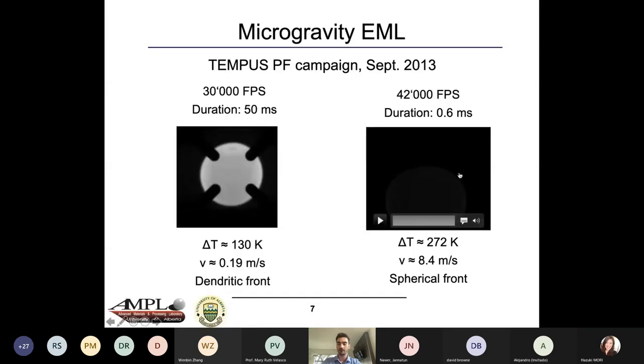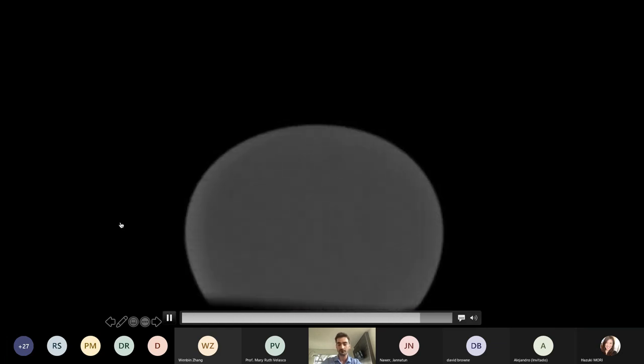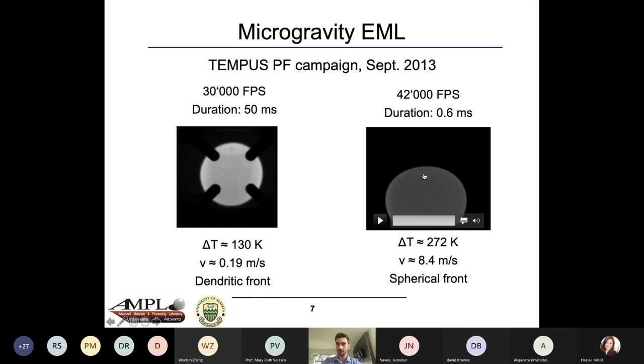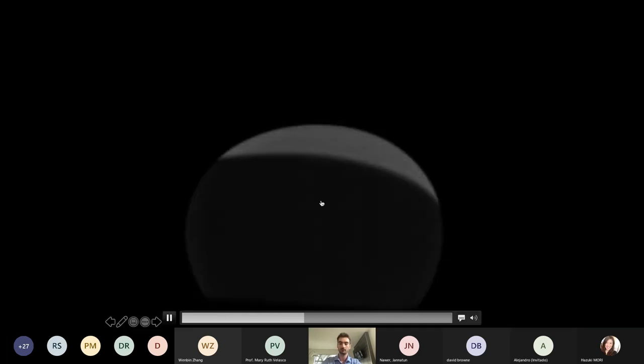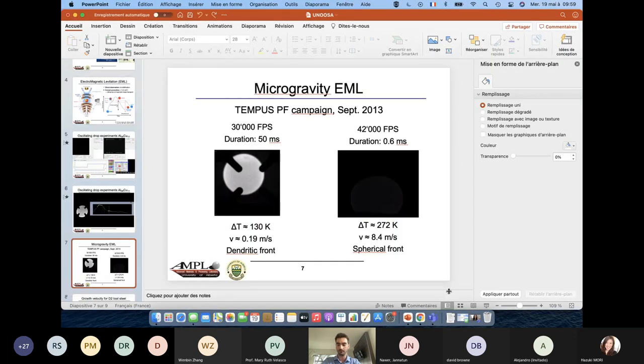If we look at the second experiment, the delta T is much higher and the velocity is also much higher. This will influence the way the solidification is happening, as you can see on this video. This is much faster and we can't see any dendrites or anything. It's just what you call a spherical front of solidification.